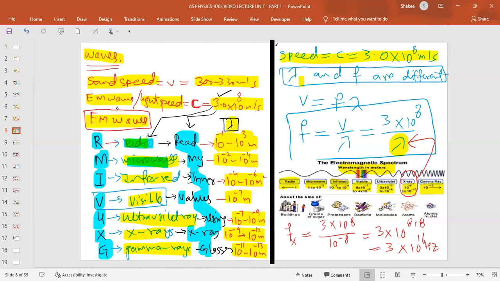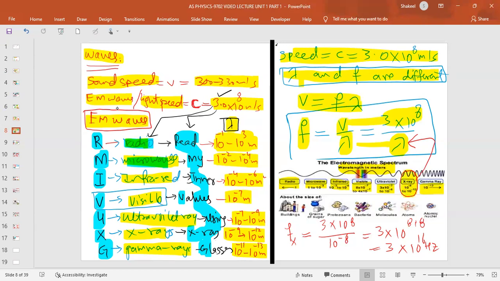You know the speed is constant for all these waves from radio to gamma rays, they have same speed. So their wavelength and frequencies are different. So if you know the wavelength, you can easily find frequency. How? By using this formula, v equals f lambda. From here, f is v by lambda, and you know v is 3 into 10 power 8, and lambda is the one that you have to choose, that you have to memorize.